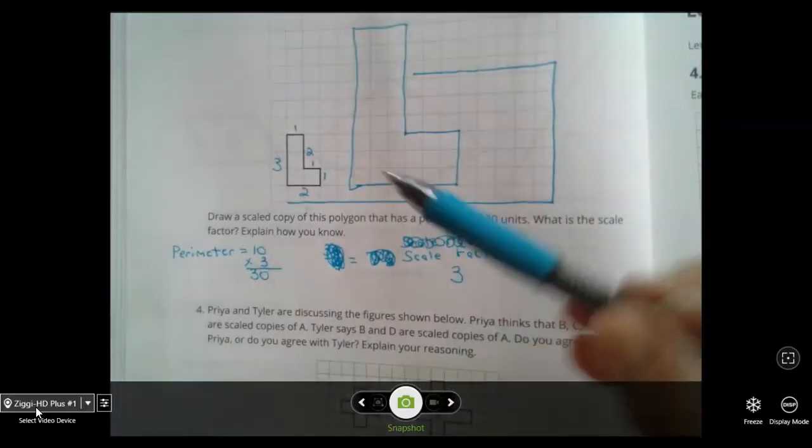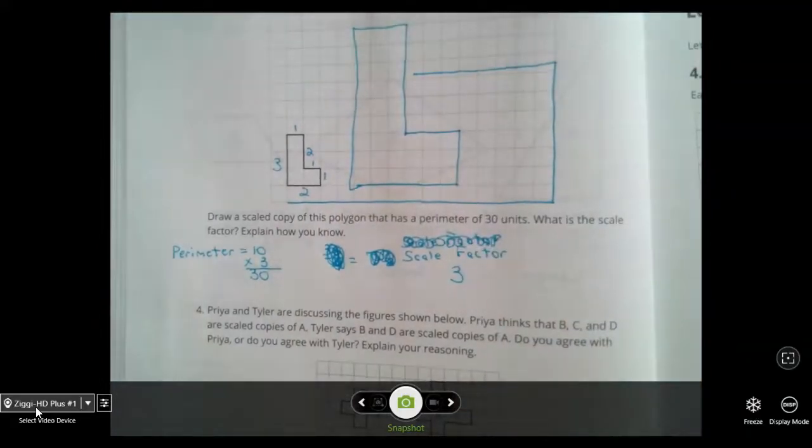Okay, and then I went ahead and drew it right there. If you count it inside, you should have 30 squares.